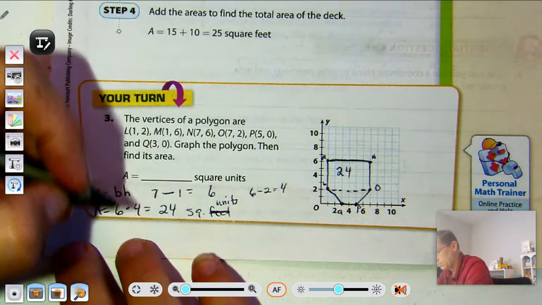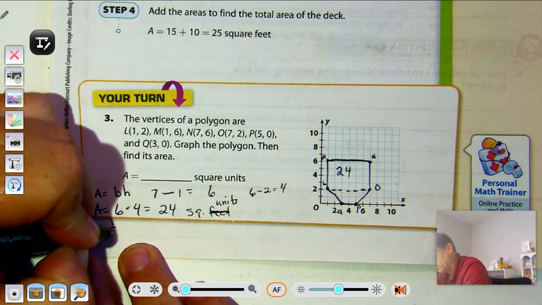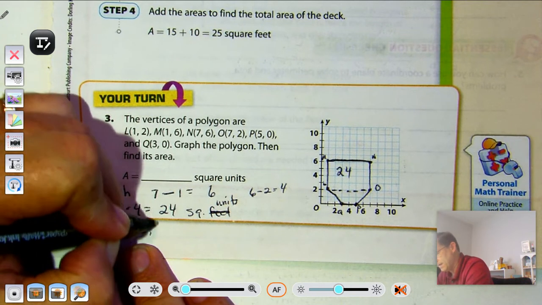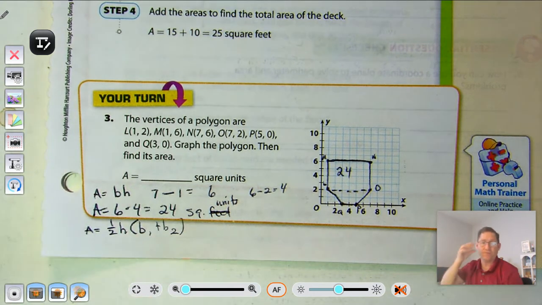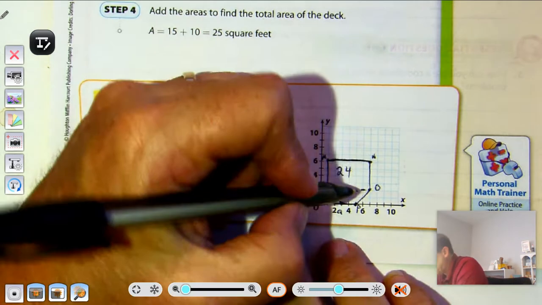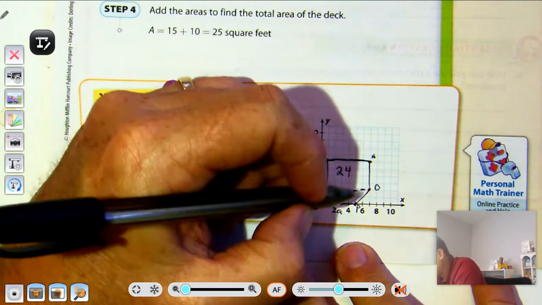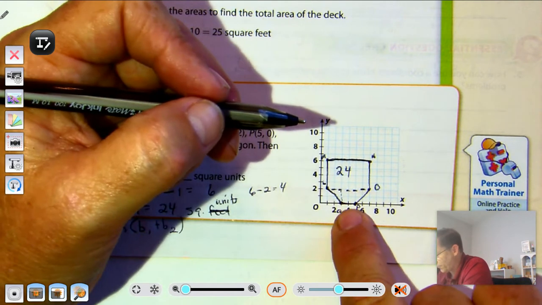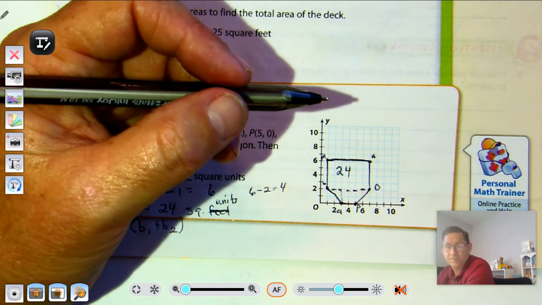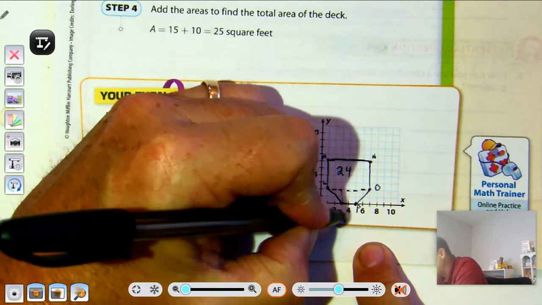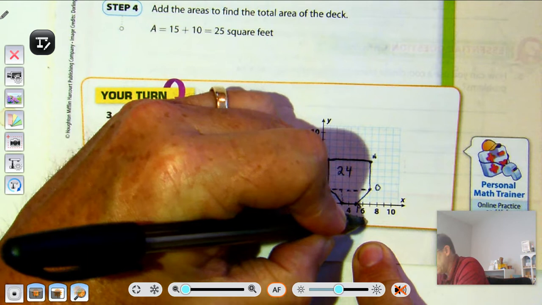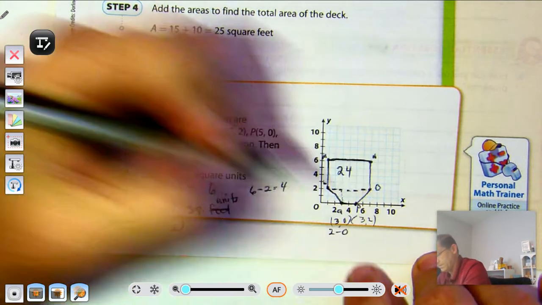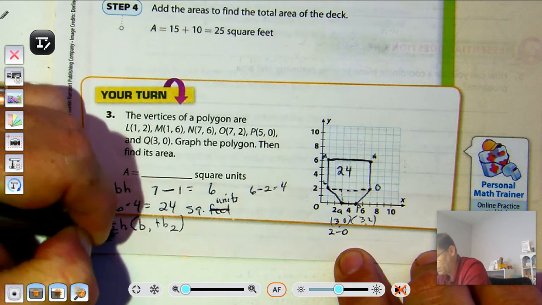Now for the trapezoid, we're going to use area equals 1/2 the height times the sum of base 1 plus base 2. Okay, the height of the trapezoid, I can use 3, 0 and 3, 2 to find the height. So 2 take away 0 gives us 2. So we have a height of 2.